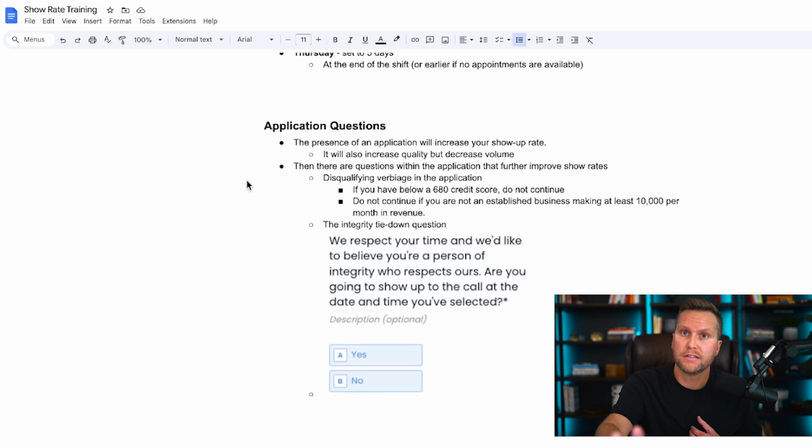time that you've selected? So what you're saying here is, hey, I believe that you're a person that's not going to ghost us. You're a person of integrity. You're going to show up. So you're challenging that person's integrity. Subconsciously, they're like, yeah, I'm a person of integrity. I'm going to show up to this call. And then they manually select yes. Now, this is also something that you can do when you call someone for confirmation. And we'll talk about that here in a little bit.